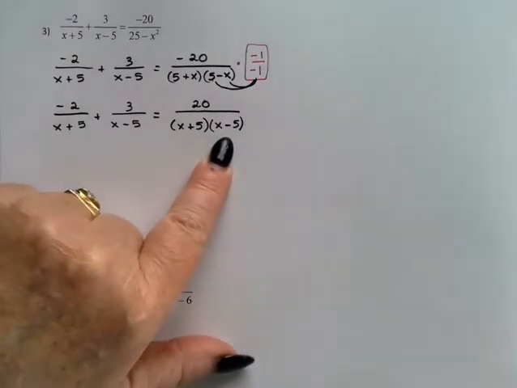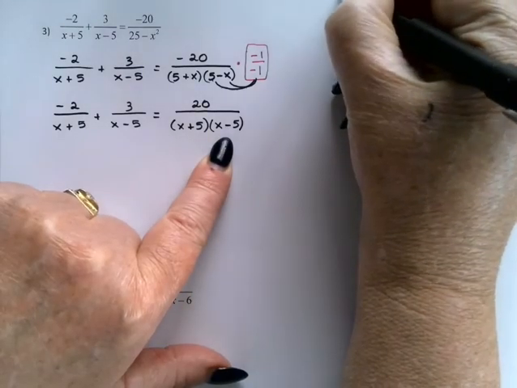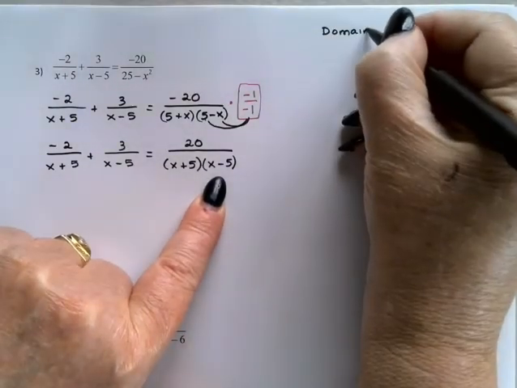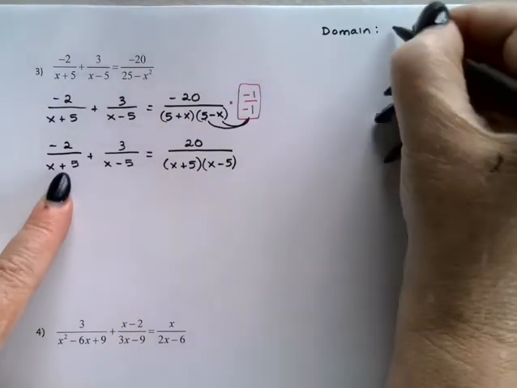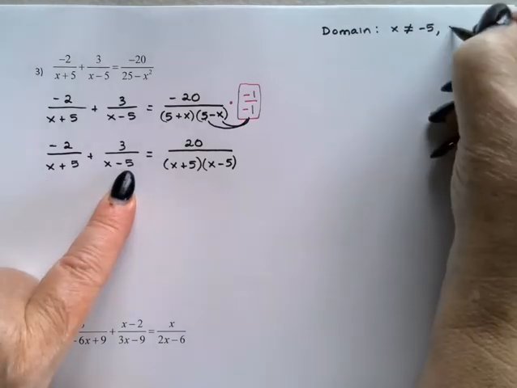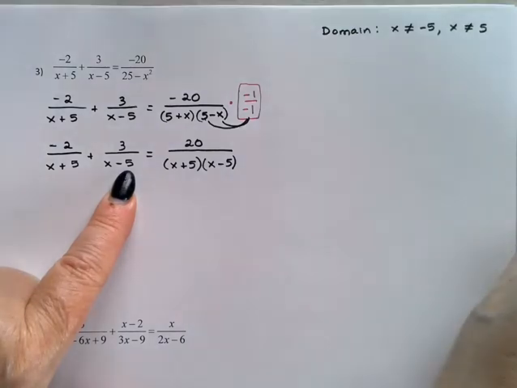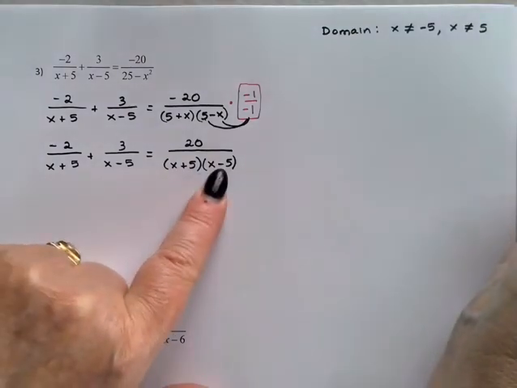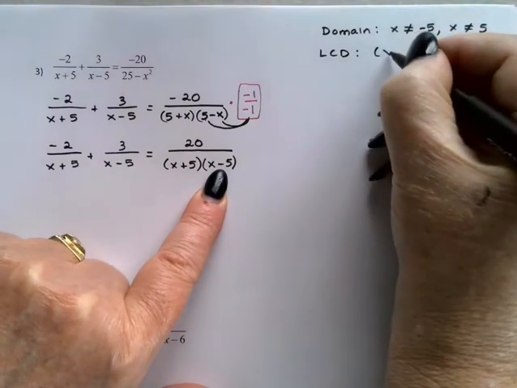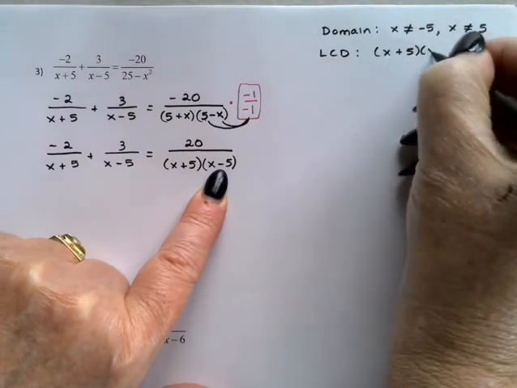Now, looking across here, I can see that my domain, oops, let me move that down so you can see that, my domain is x cannot equal -5 and x cannot equal positive 5. Same thing here. And the least common denominator is just going to be x plus 5 times x minus 5.